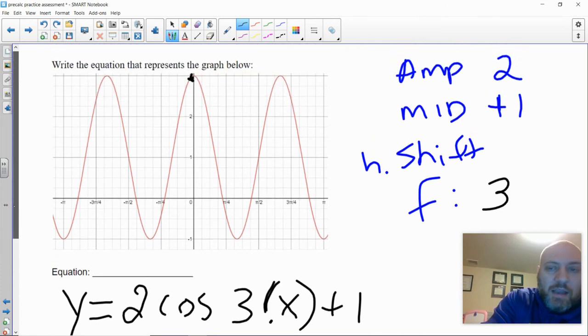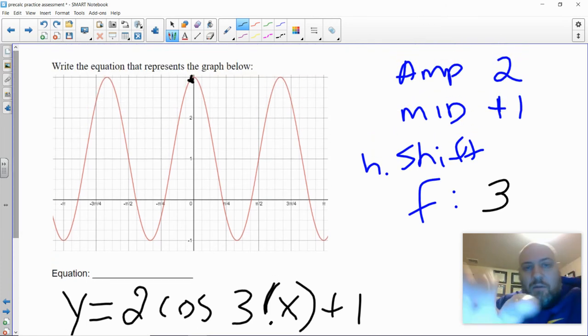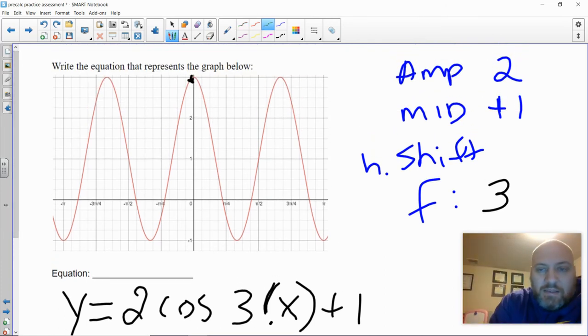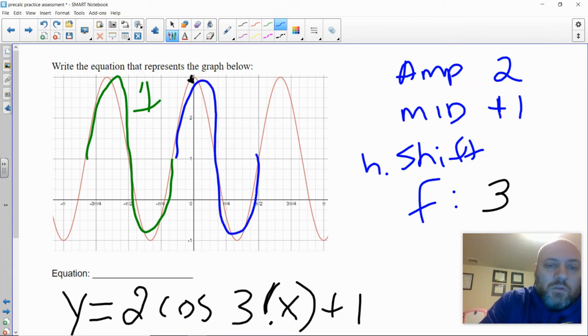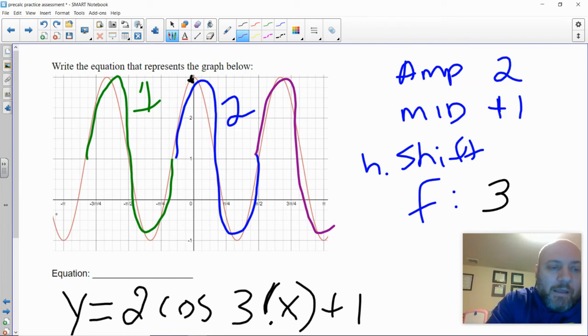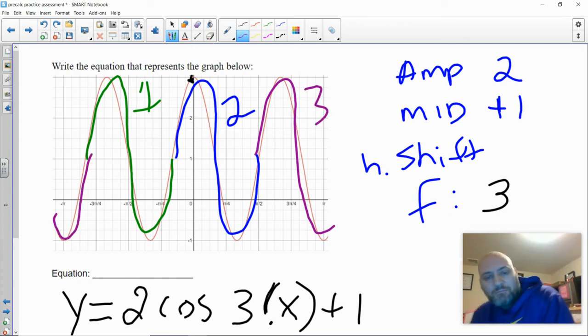If I were to do a sine curve, everything stays the same, except for my horizontal shift. So looking for sine curves, I have one sine curve, two sine curve, and this little part over here will give me my third. So the frequency is still 3.